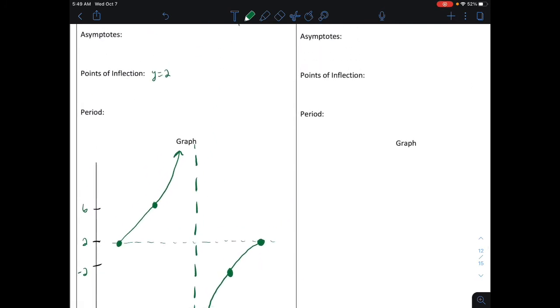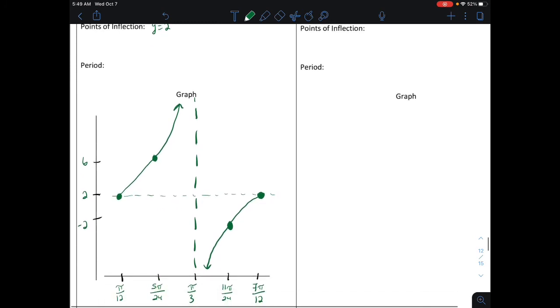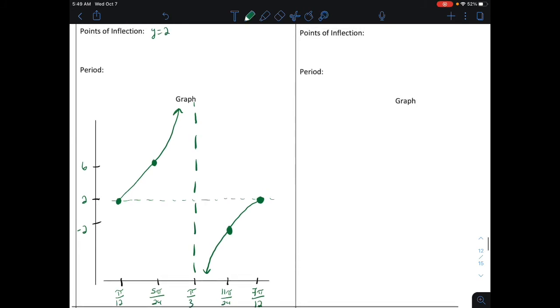So now let's talk about how we would describe where we would have points of inflection and where we would have our vertical asymptote. Well, to come up with the points of inflection, notice that we have a point of inflection at the beginning and the end of each period here. Now, we can start with pi over 12. And then the amount of space in between pi over 12 and 7 pi over 12 is pi over 2. So we'll have a point of inflection every pi over 2 times n, where n is an integer.